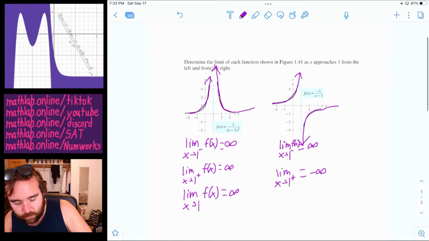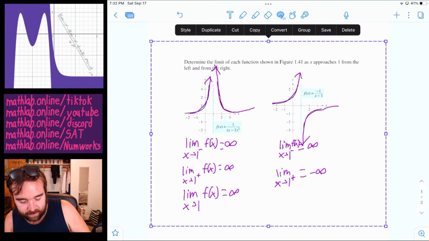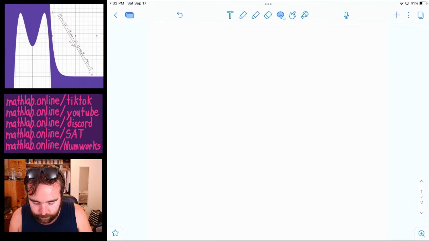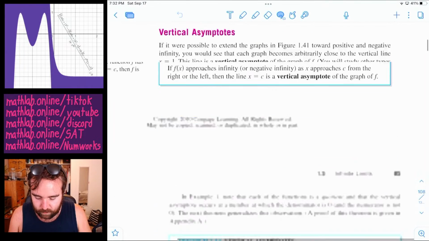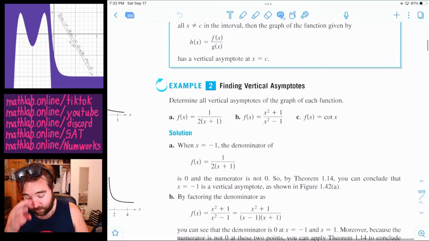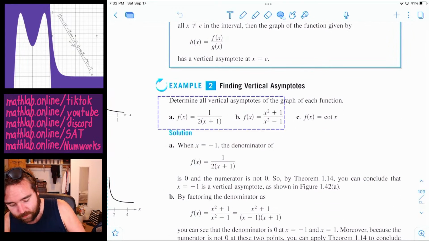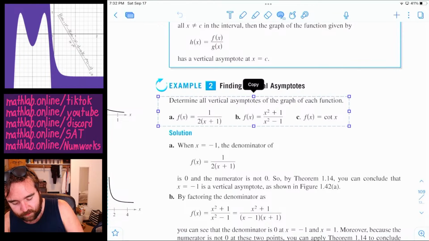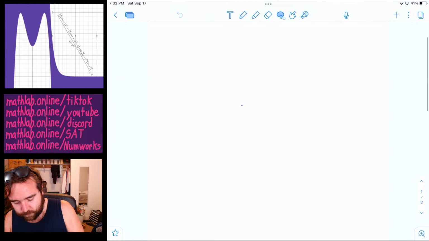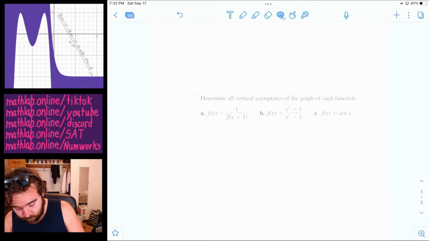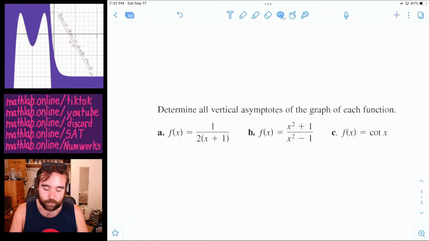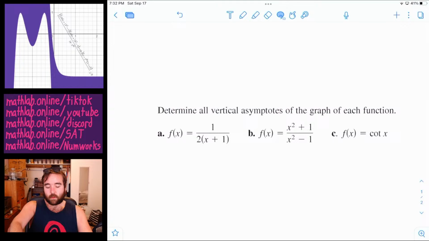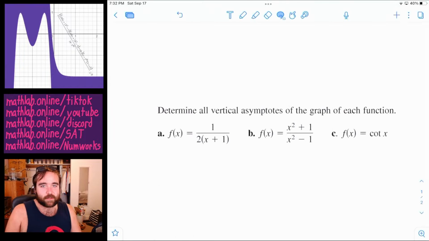Alright, so that's one flavor of infinite limits, where the answer is infinity. I wonder if the next example shows the next flavor. Determine all vertical asymptotes. No, it does not. This is just like a pre-calc question. So find all the vertical asymptotes. That's something you do in pre-calc. I think we're just doing it here to see how it relates to limits.